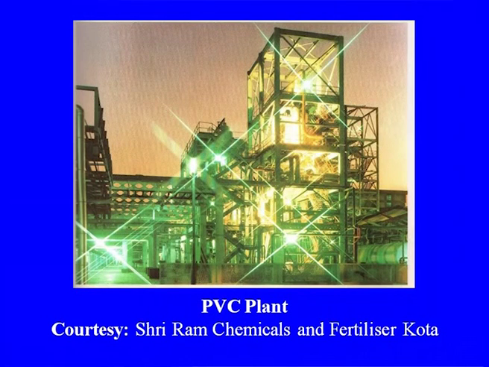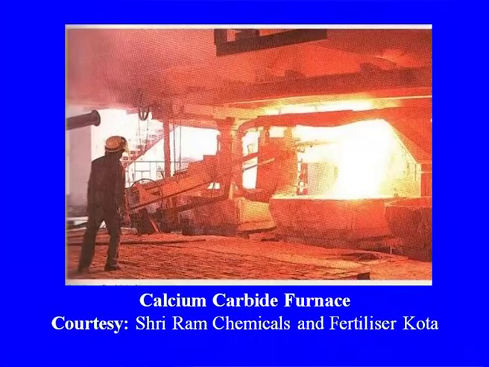This is the PVC plant of Sriram Chemicals and Fertilizers Kota, and this is courtesy Sriram Chemicals and Fertilizers Kota. This figure is the PVC plant they are having, that is based on the acetylene from the calcium carbide, and this is the calcium carbide plant. So, you can see the environmental condition also in that plant. So, this is the route how we are making the calcium carbide.